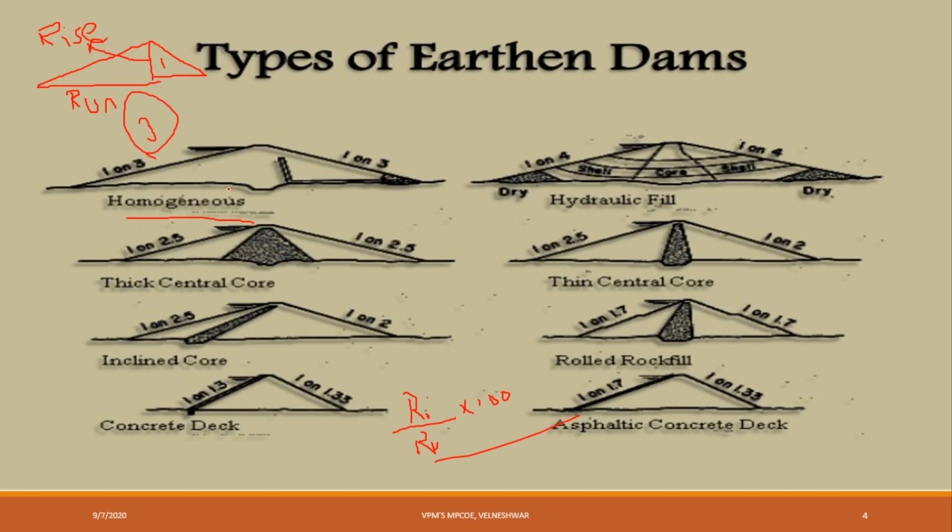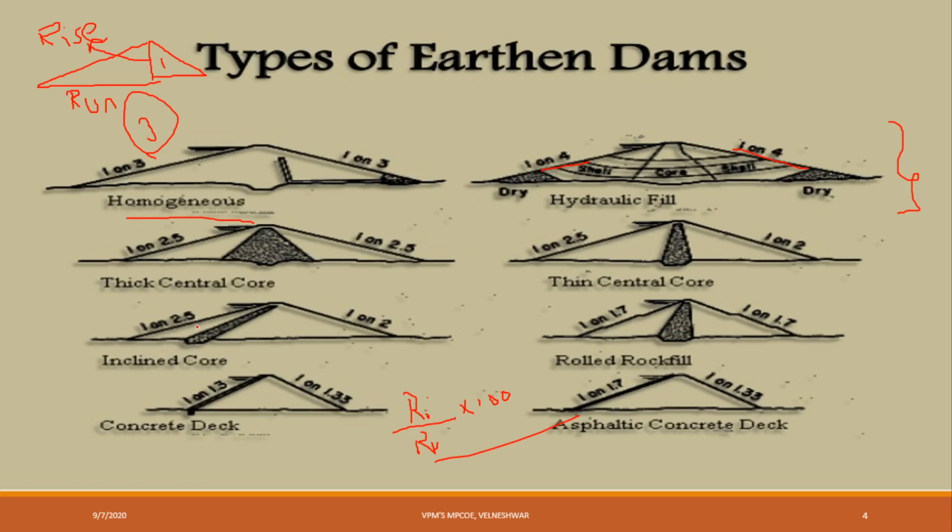Now here it is homogeneous, and in the left part there is dry location, core, shell, and this is for hydraulic fill. What is this for? Hydraulic fill. 1 in 4, 1 in 4. What slope will we provide here? 1 in 4. For the normal regular one we will provide 1 in 3.